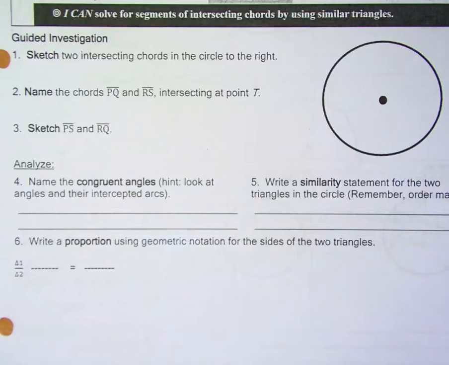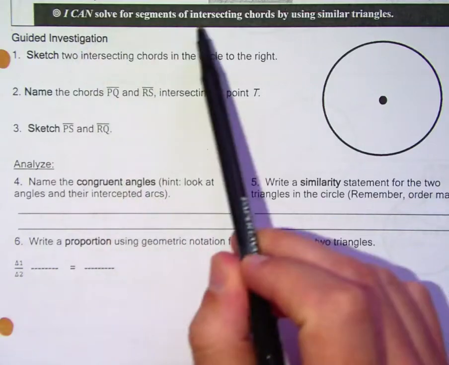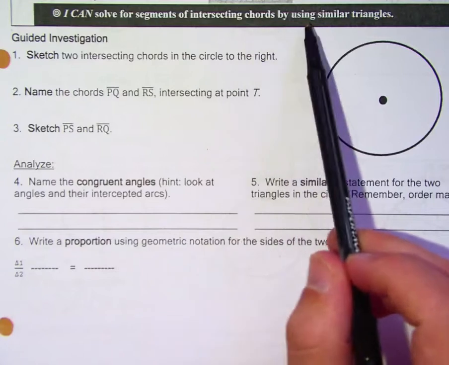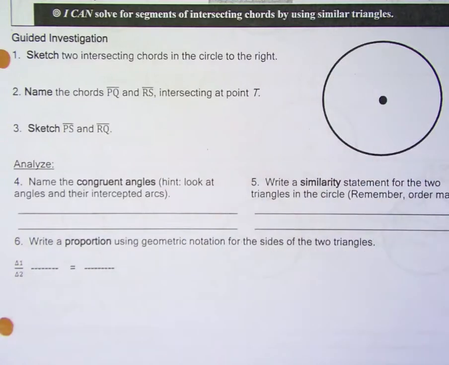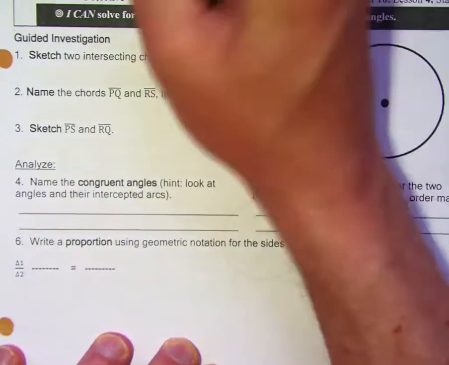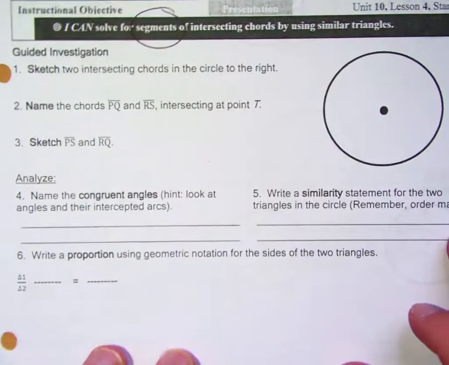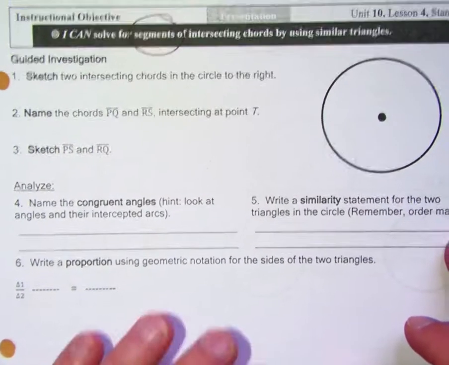Unit 10, Lesson 4. I can solve for segments of intersecting chords by using similar triangles. So we're going for segments this time, not angles. Let's go ahead and do a mini investigation.